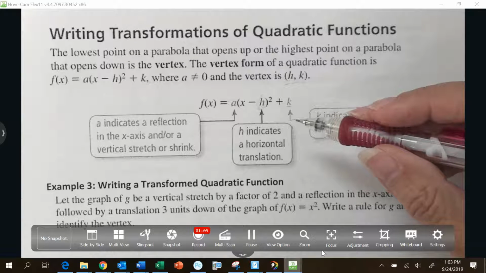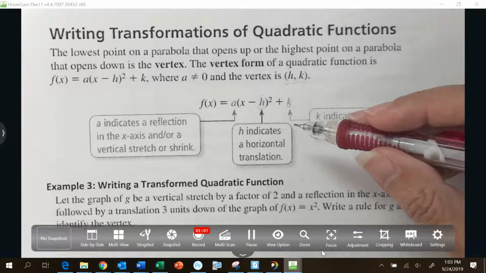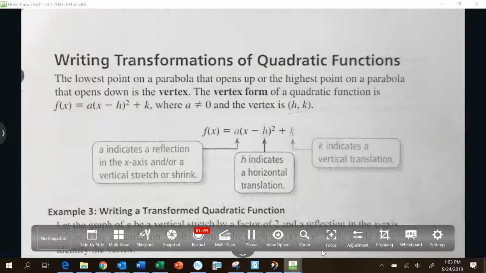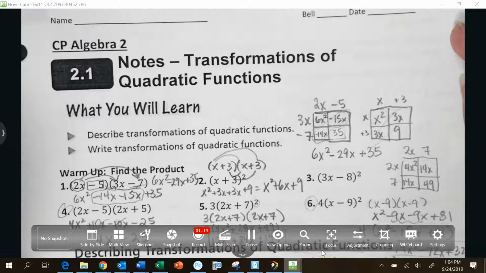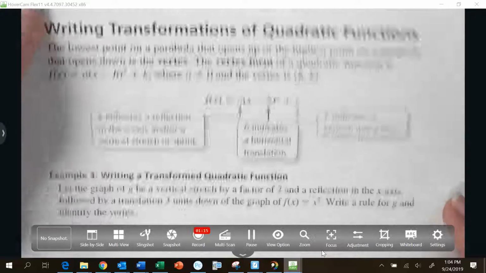Question. What does the front look like? Oh, okay. All right.